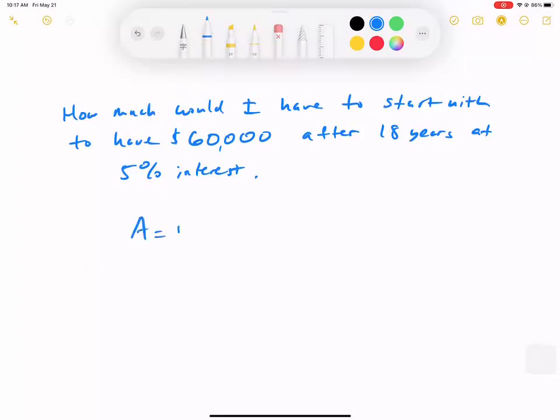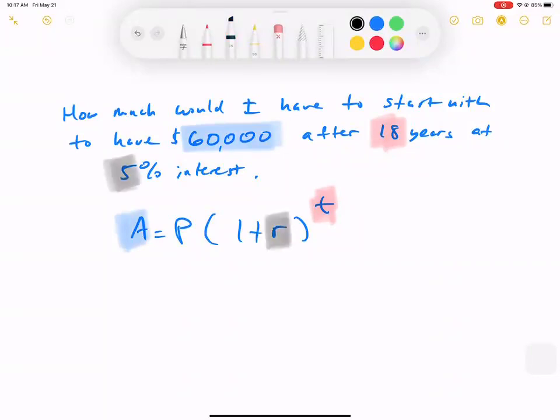A is equal to P(1 + R)^T. That's if we have all the information that we have. We have a time. The time is 18. We have our final value: we want to make 60,000. We have a rate of interest. So we have all the variables except for P. And the P is the question that we start off with: how much would I have to start with?